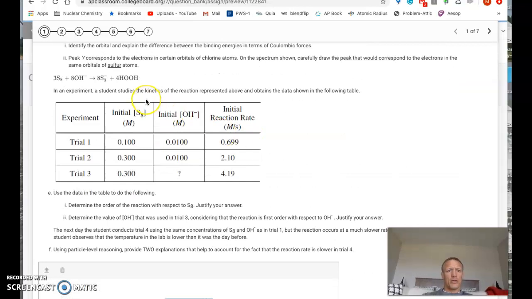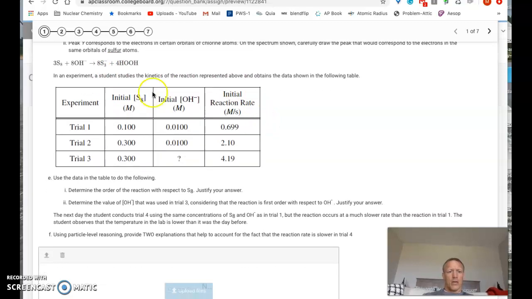Next question, an experimental student studies the kinetics of the reaction represented above. So here's our reaction. And it looks like they're doing, again, it's kinetics, so it's got some initial rates here. First thing, determine the order of the reaction with respect to S8. So we know the order with respect to this.